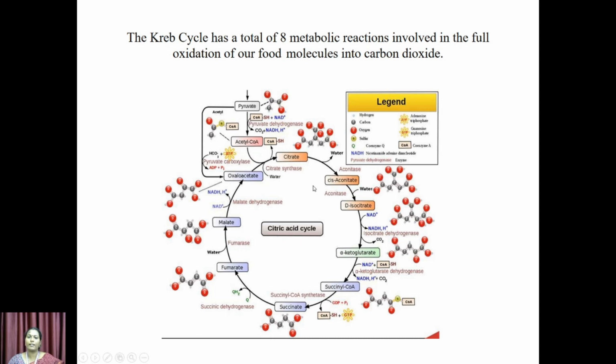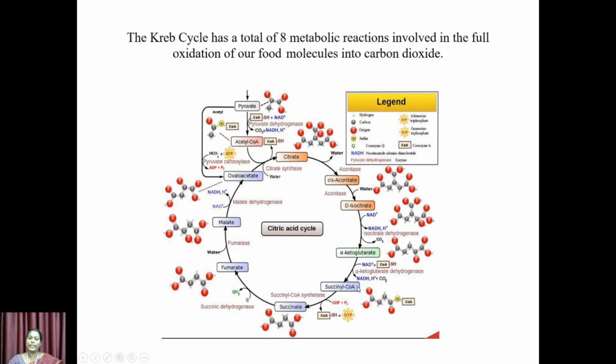tricarboxylic acid cycle. First step, pyruvate. Pyruvate is converted into acetyl-CoA. Acetyl-CoA is formed by the removal of CoA. Next, acetyl-CoA is converted into citrate. Citrate is converted into cis-aconitate. Cis-aconitate is converted into isocitrate, including water, H2O. Isocitrate is converted into alpha-ketoglutarate.